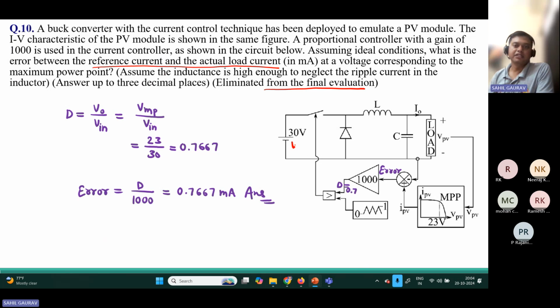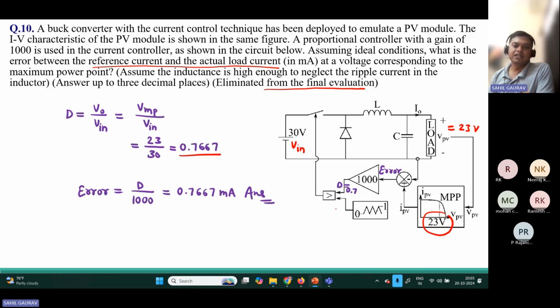So this input voltage is given as 30 volt, and for operating at MP, this IV characteristic is given. So VMP is 23 volt. So output voltage is 23 volt. So duty ratio will come as V naught upon V in, that is VMP upon V in. So it is 0.7667.